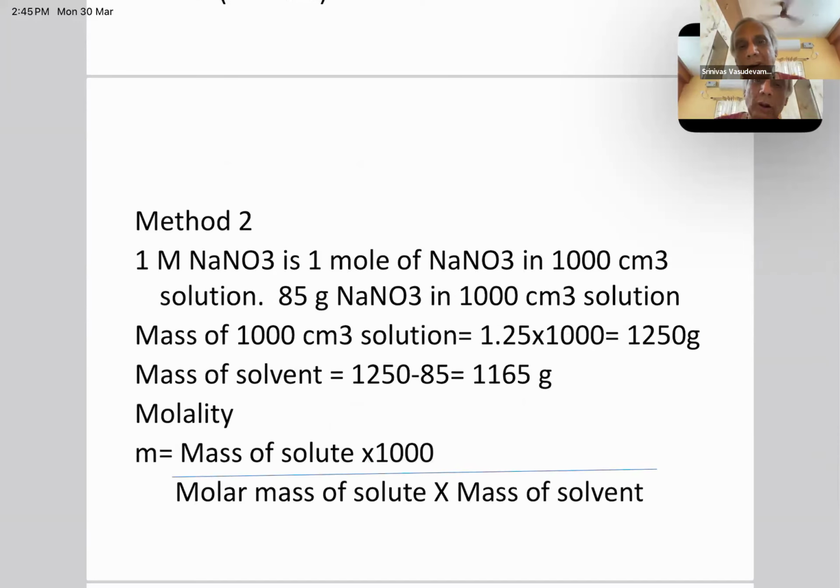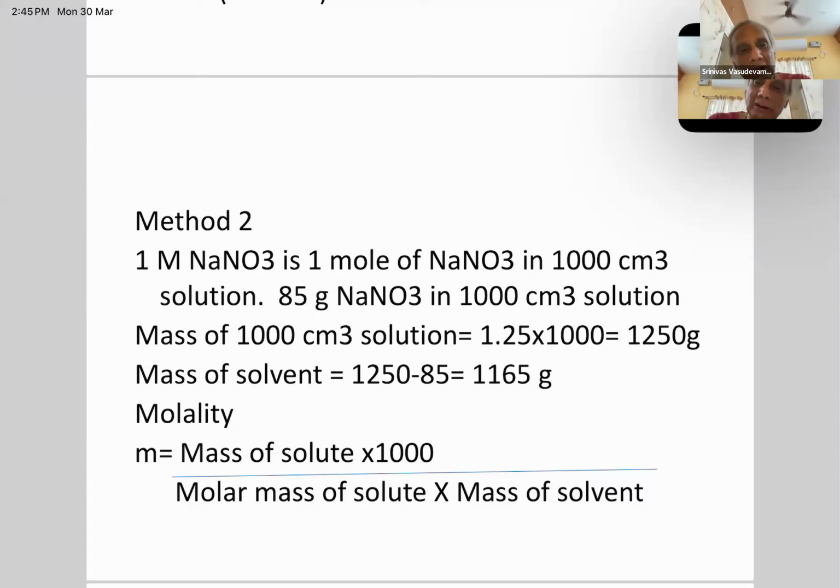When I say 1 molar NaNO3, it means 1 mole of sodium nitrate in 1000 centimeter cube of solution, or 85 gram of sodium nitrate in 1000 centimeter cube of solution. Find out the mass of 1000 centimeter cube of solution. Density is given as 1.25 gram per centimeter cube. So 1.25 into 1000 is 1250 grams.